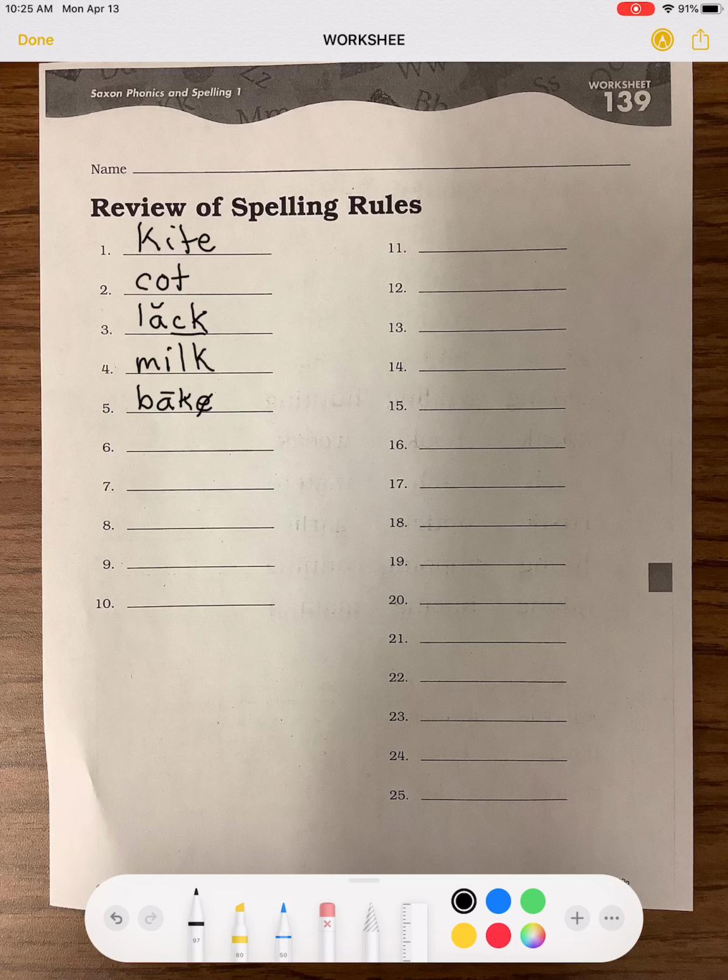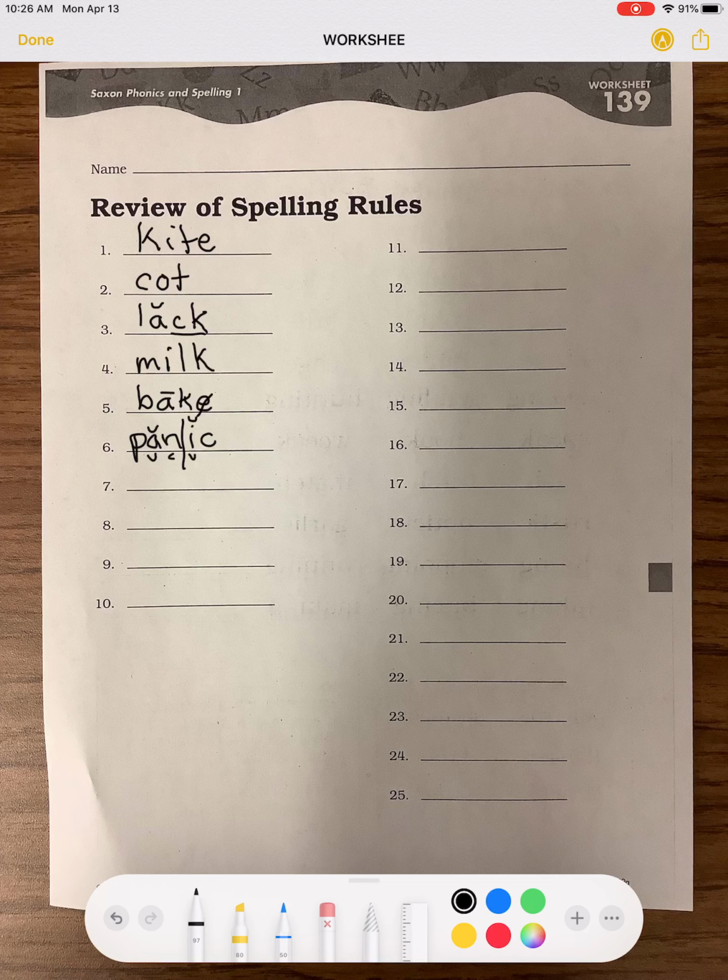Okay, let's look at number 6. A C is going to come at the end of a word with 2 or more syllables. So we're looking at syllables. Panic. How many syllables? Clap it with me. Panic. P-A-N-I-C. There's a vowel, consonant, vowel there, right? So we would split it there. And that is why that is followed by a C instead of a K.